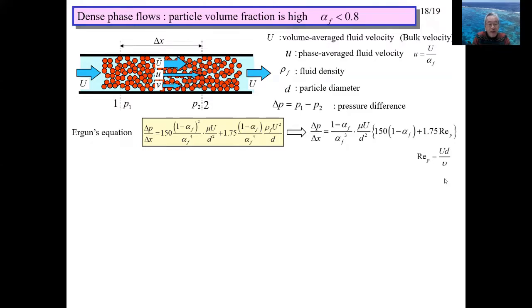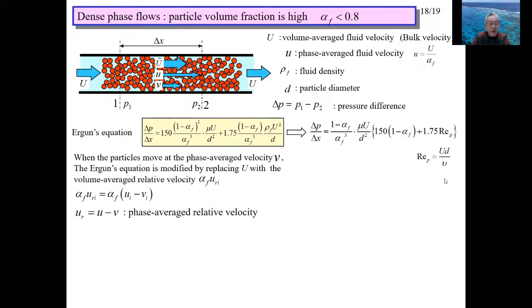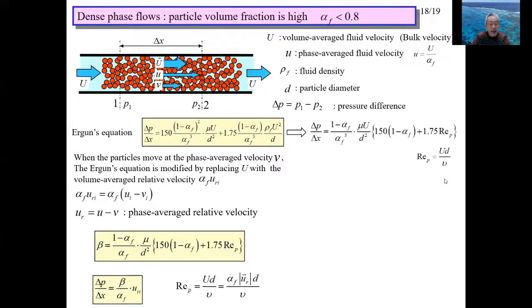The Ergun formula is the most common empirical formula for pressure drop in the particle packed bed. When the particle moves at the particle phase average velocity, the bulk velocity large U should be replaced with the phase average relative velocity UR multiplied by the fluid volume fraction to apply the Ergun equation. Delta P by delta X can be expressed by the equation on the last line.